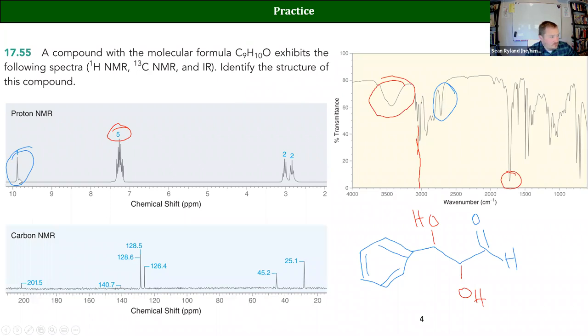So let's double check our proton NMR and see what this peak right around 10 is. It's possible that that's an alcohol, although usually alcohols show up down here. So the other option is that this thing we first circled as an alcohol might not be strong enough. Maybe that's intermolecular forces between something else.